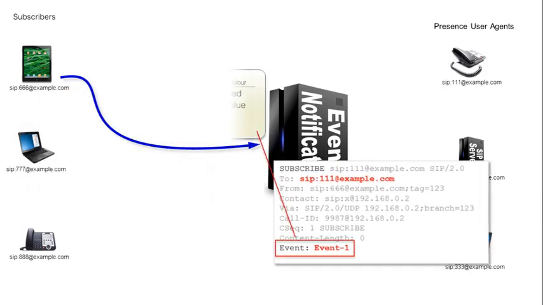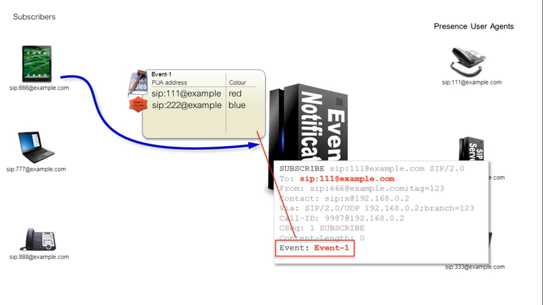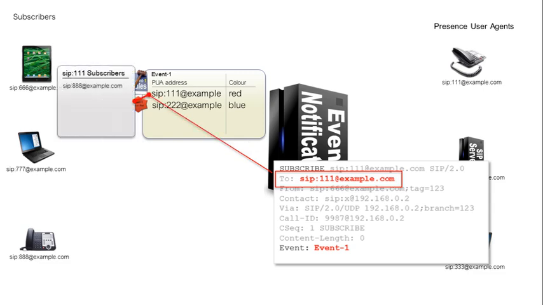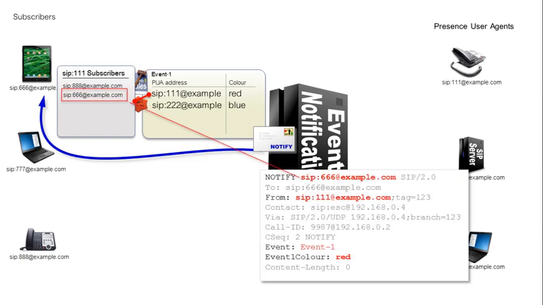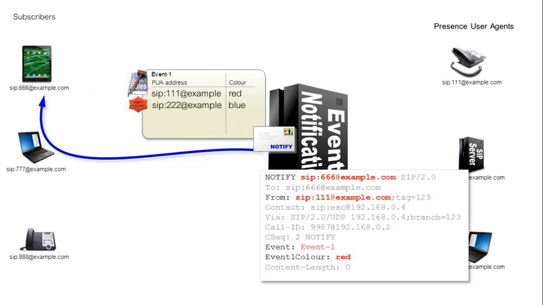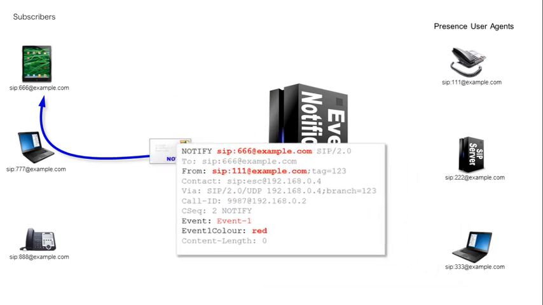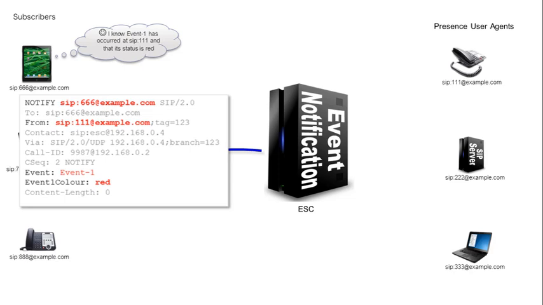Receiving the subscribe request, the ESC checks the requested event type and opens its corresponding repository. Next, it checks the PUA that the subscriber is subscribing to, opens the list of that PUA's subscribers, and adds the new subscriber to the list. Next, it sends a 200 OK to report successful subscription, and then immediately a notify addressed to the subscriber on behalf of the PUA and including the current event status data from the repository as defined by the event type. Receiving the notification, the subscriber now knows event 1 has occurred at SIP 111 and that its new status is red.